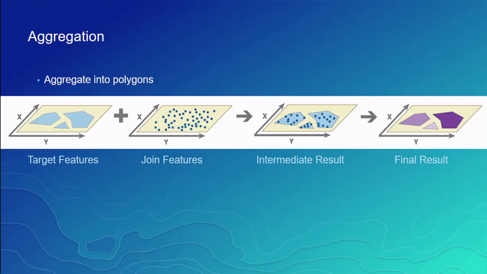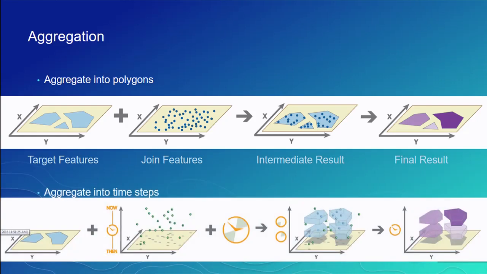So aggregation, what does it look like? So aggregate into polygons. This is what we showed earlier. We have our target features. I was always so confused by target and join features when I learned about spatial joins. Target features is the one that you're going to still see later. So when we have target features and our join features, in the final result we see those target features, but with the attributes of the join features added.